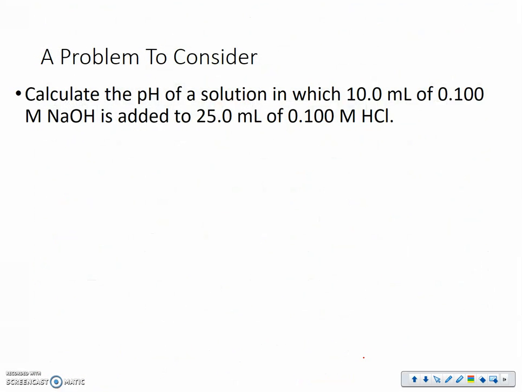So what would the pH of a solution be if we had 10 milliliters of 0.1 M NaOH added to 25 milliliters of 0.1 M HCl? So what we want to consider is the reaction between them.